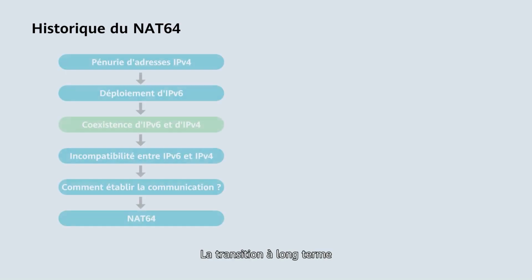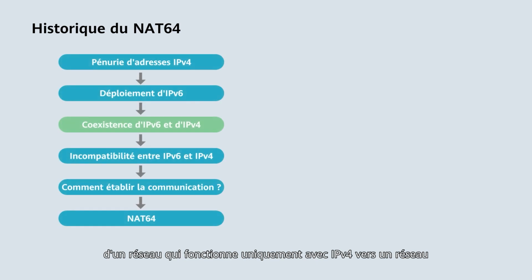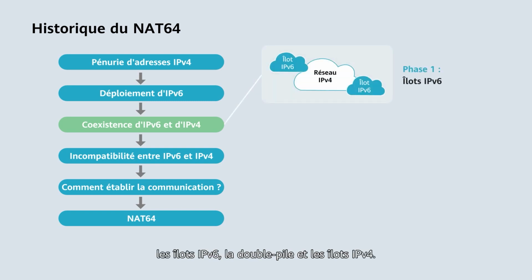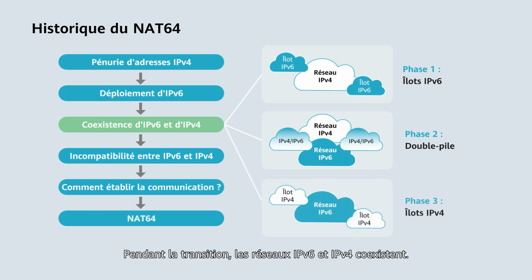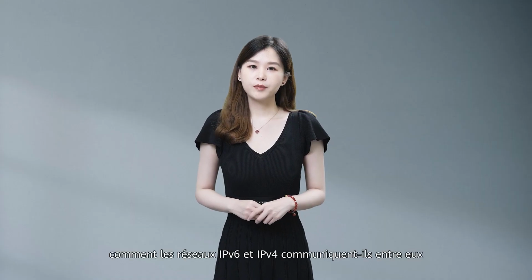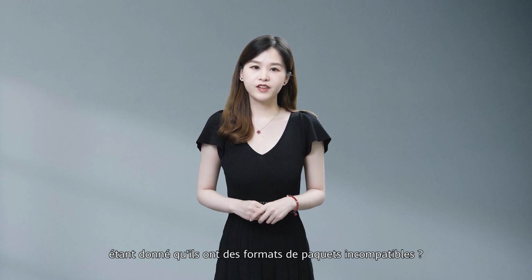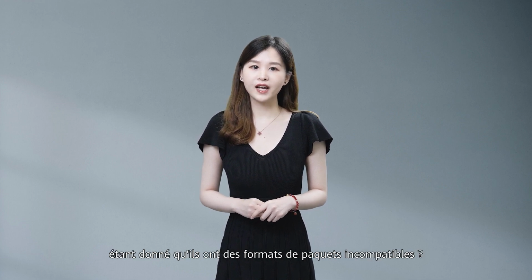The long-term transition from a network running only IPv4 to one running only IPv6 involves three phases: IPv6 islands, dual stack, and IPv4 islands. During the transition, IPv6 and IPv4 networks coexist. So then, how do IPv6 and IPv4 networks communicate with each other given they have incompatible packet formats?